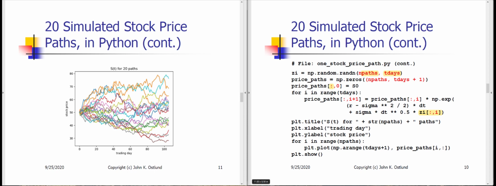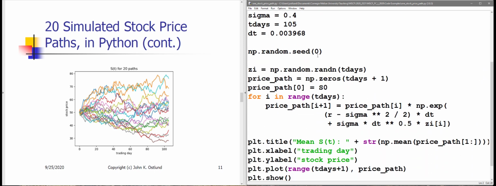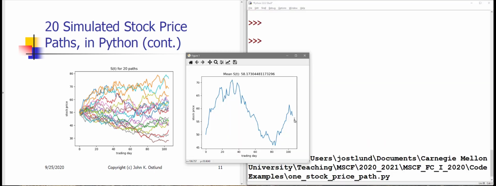I've actually got this code available in program files that you can look at. So here is the code for just creating one stock price path. We're importing our modules, setting up our parameters, initializing our seed, and then computing 105 days' worth of stock prices with the initial stock price being S sub 0. So let me run this, F5, and there we are. There we have our plot of one simulated 105-day path for stock prices.